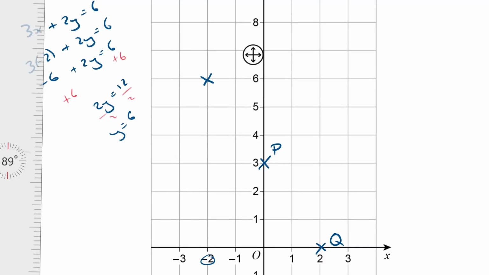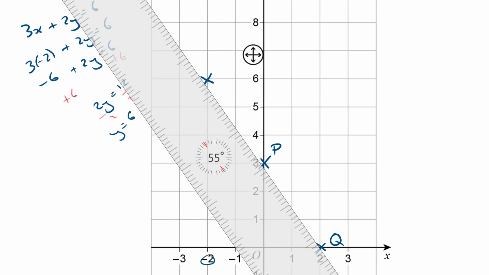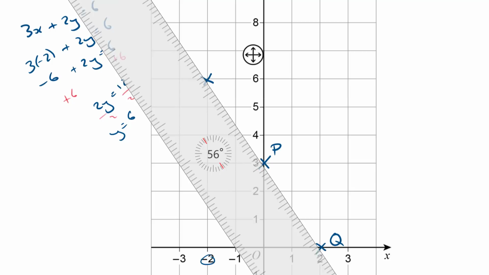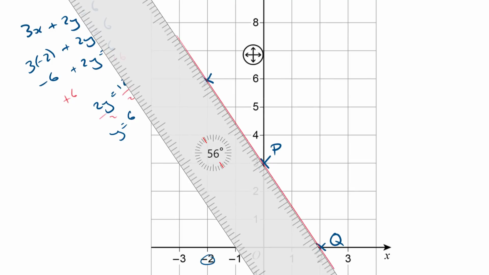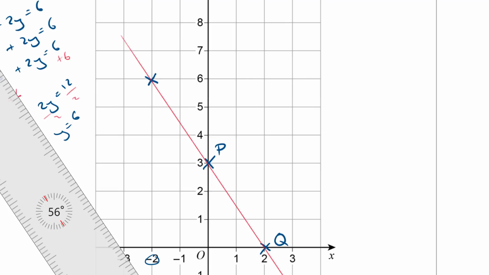So taking a ruler, lining up neatly through those 3 points, and then drawing your line. Okay, don't start and stop at your first and last point. Your line should stretch the full length of the axes, like that. Okay, so there's my graph.